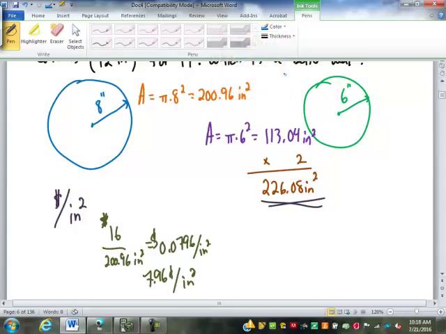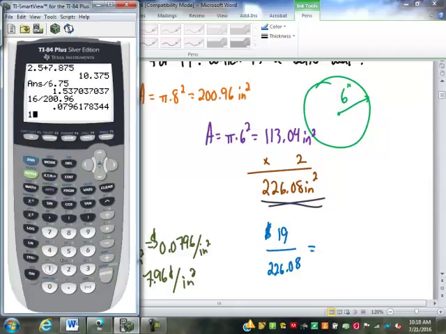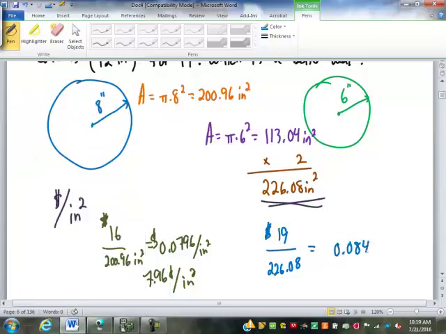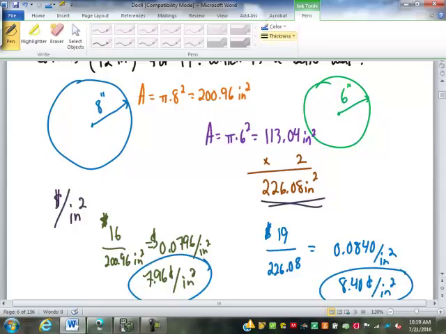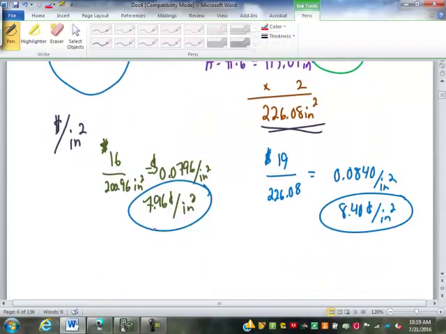On the other side, that was $19 over 226.08 square inches. Gives us 0.0840 per square inch, or 8.40 cents per square inch. Which one's cheaper? The 16 inch is still cheaper.